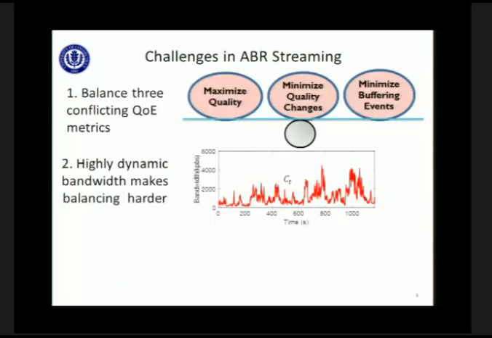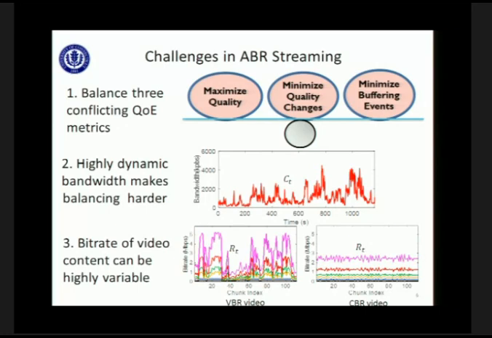So you want to do this in the presence of high uncertainty. Your bandwidth could be varying as shown, it's a stochastic quantity. And the bitrate of the video content can be highly variable. As we mentioned, with CBR video, each track has nearly constant bit rate, whereas with VBR video, you can have highly variable bit rate for the different tracks. So we should be able to work with both CBR and VBR video. VBR is a lot more popular nowadays because you can have high quality representations of your video.